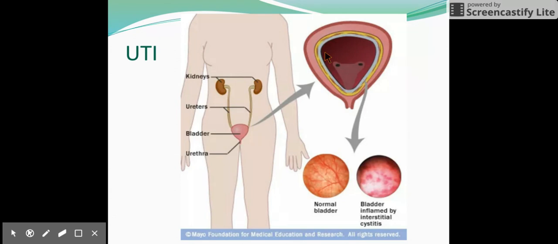So anytime you see that cloudiness, you can kind of think about it as like what pus would be if you had an infected cut. Pus is white blood cells and dead bacterial cells, and you express that from a wound. The same thing you have with a UTI, only that is coming out with your urine.